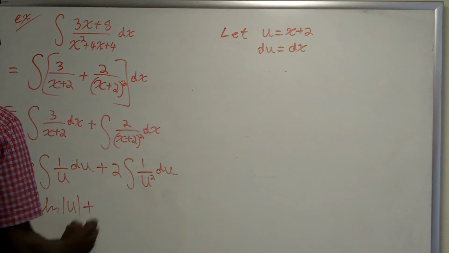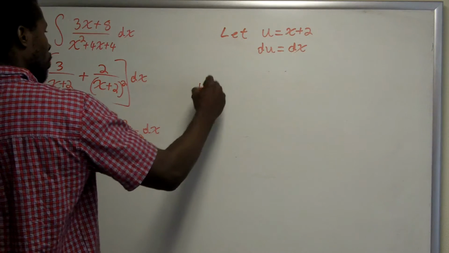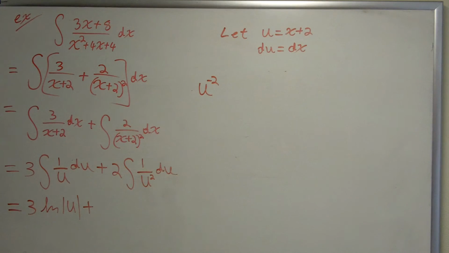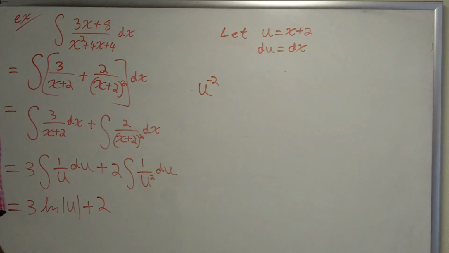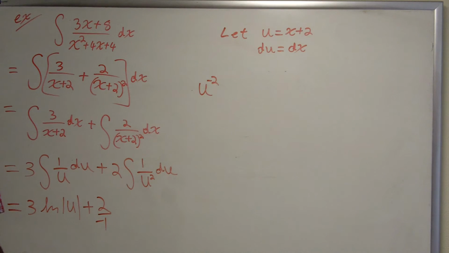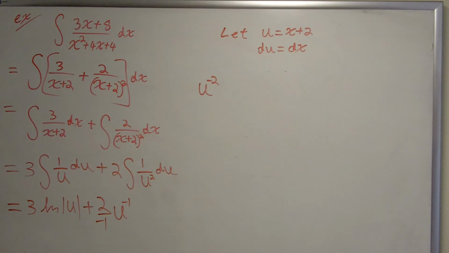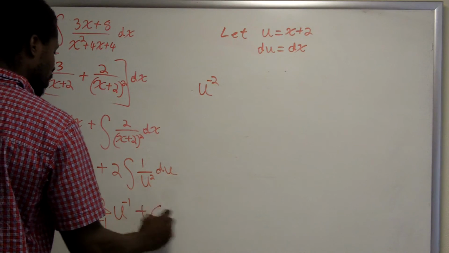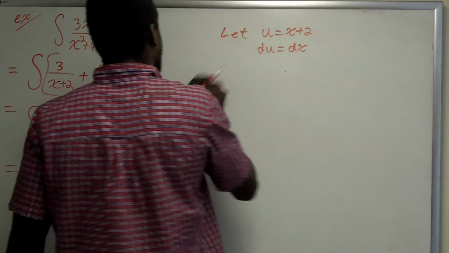Then plus, this one, well, that one is actually u to the negative 2 power. So when I take the antiderivative of that, I add 1 to negative 2, I get negative 1. So I'm dividing by negative 1, and I raise u to that power, negative 1. And then I still need the plus c. So integrating that gives you this.